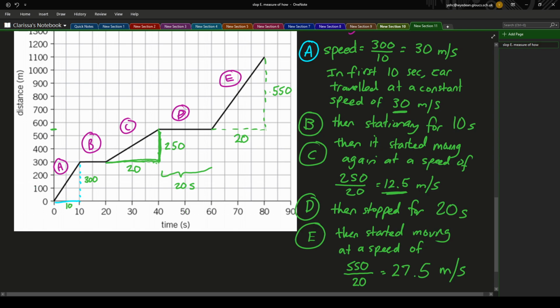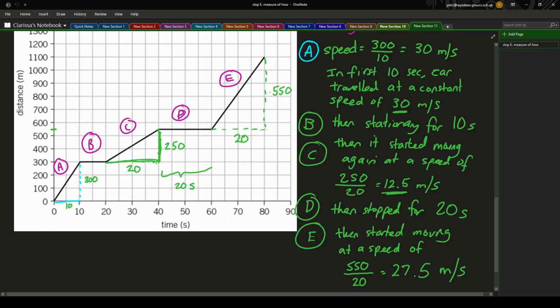Then we recognize that when the line goes flat and horizontal, that means that distance isn't changing at all, even though time is changing, which means that our object is stationary. Then it started going up again, and we have a gradient once more that we can calculate to work out its speed at the time. Then it goes flat again to once again hint that it's stationary, and then starts moving again with another constant speed for you to calculate using the gradient.